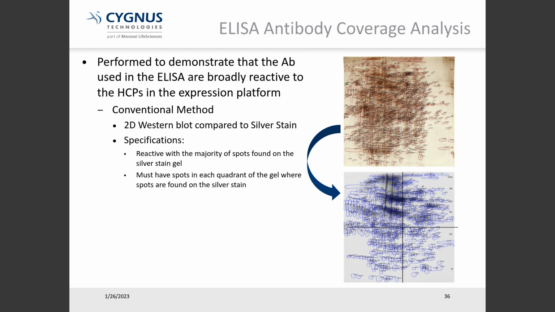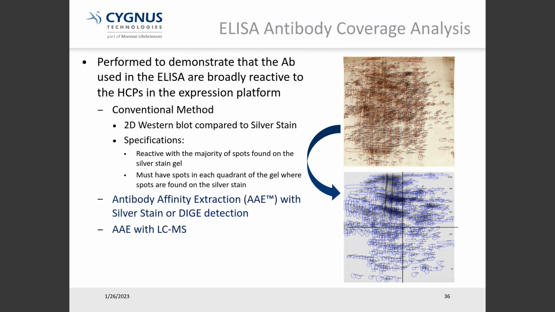We did it at Cygnus, but we also realized over the course of a couple of years that the whole point of the exercise of coverage is to demonstrate antibodies are broadly reactive to the host cell proteins in your samples. And we realized that that really wasn't the case with the Western blot. We didn't feel it was predictive. So we developed what we call the antibody affinity extraction as an alternative to 2D Western blot. And you can do that with large format 2D silver stain detection, or LCMS. And that's what we're going to be spending quite a bit of time talking about today.